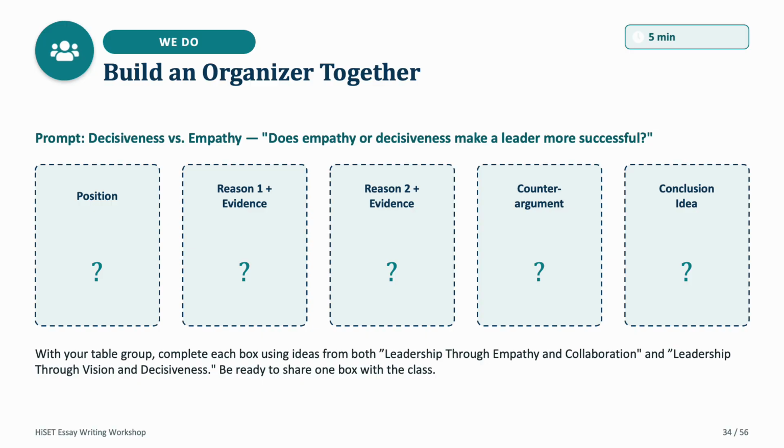Now, I need a concluding idea. Maybe it could be vision and decisiveness can produce short-term wins, but empathy is what sustains a team's trust, innovation, and engagement over time, which makes it the more foundational leadership trait, even if the two aren't mutually exclusive.